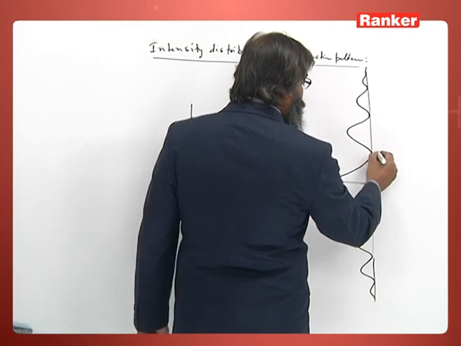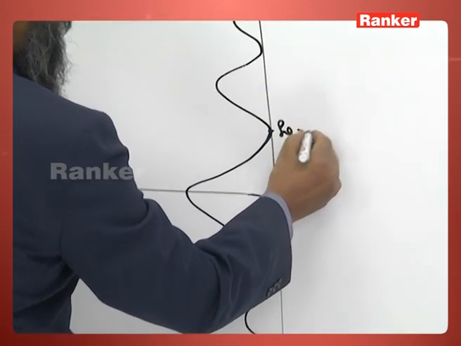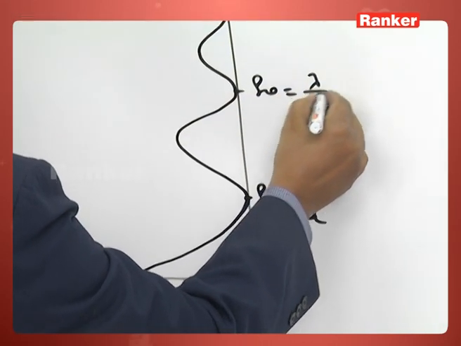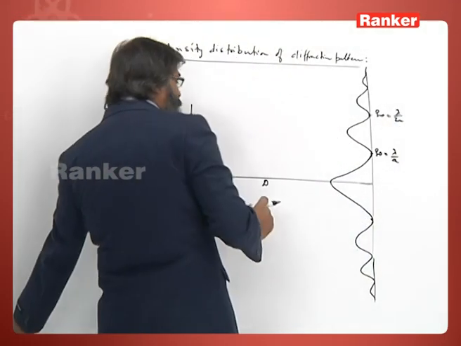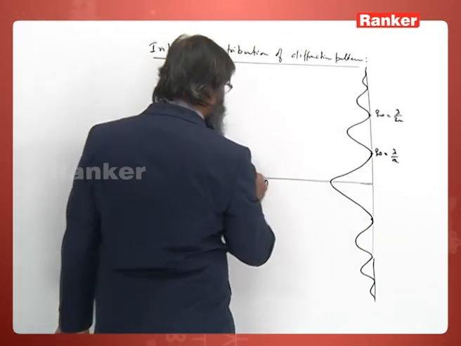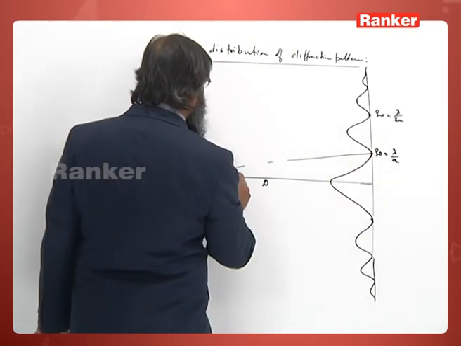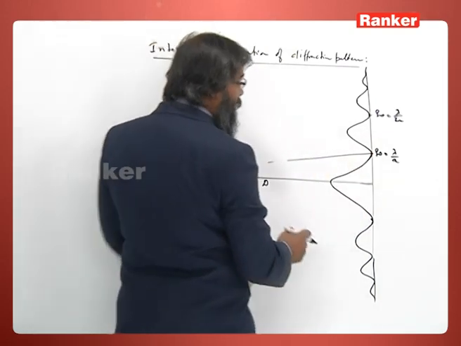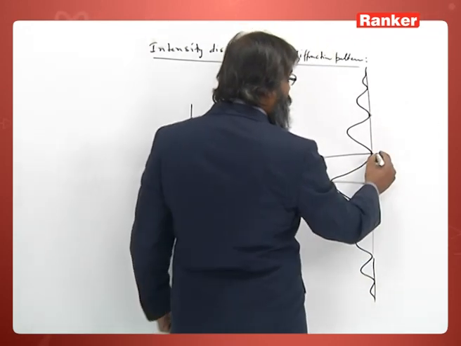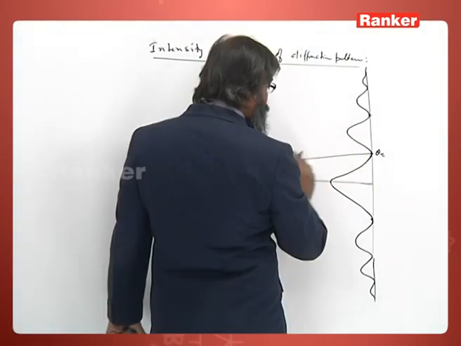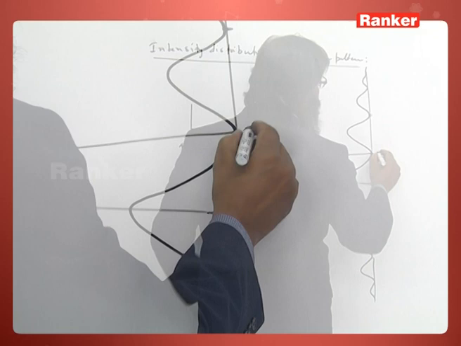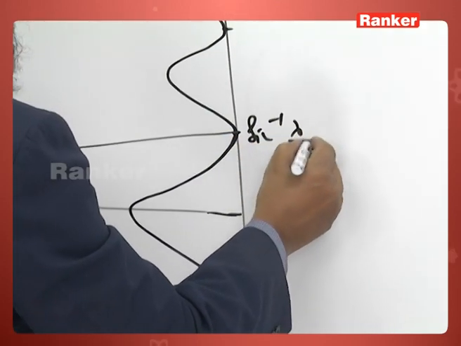This is the position of sin theta is equal to lambda by A. This is sin theta is equal to lambda by 2A. So the angular position, that means theta, suppose this is what angular position theta means. Sin theta is equal to lambda by A. So for this you can write this angular position as sin inverse lambda by A. Simply sin inverse lambda by A I am writing.